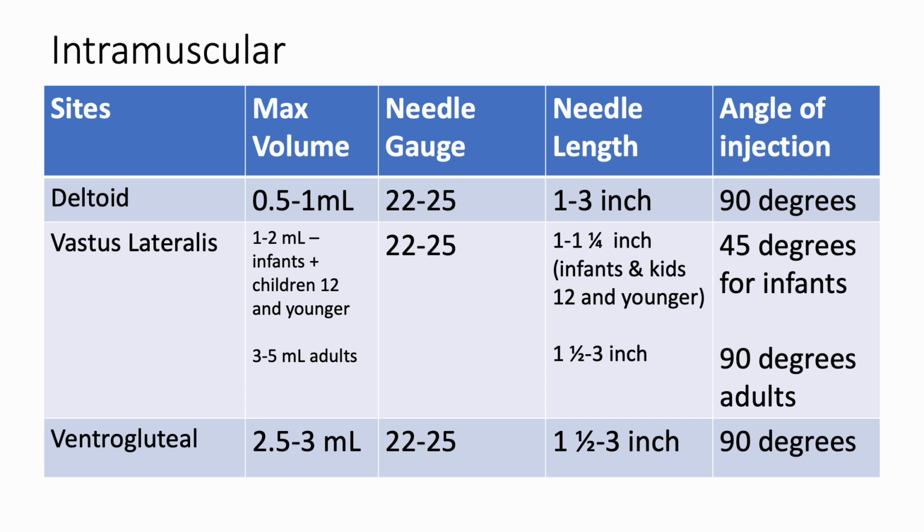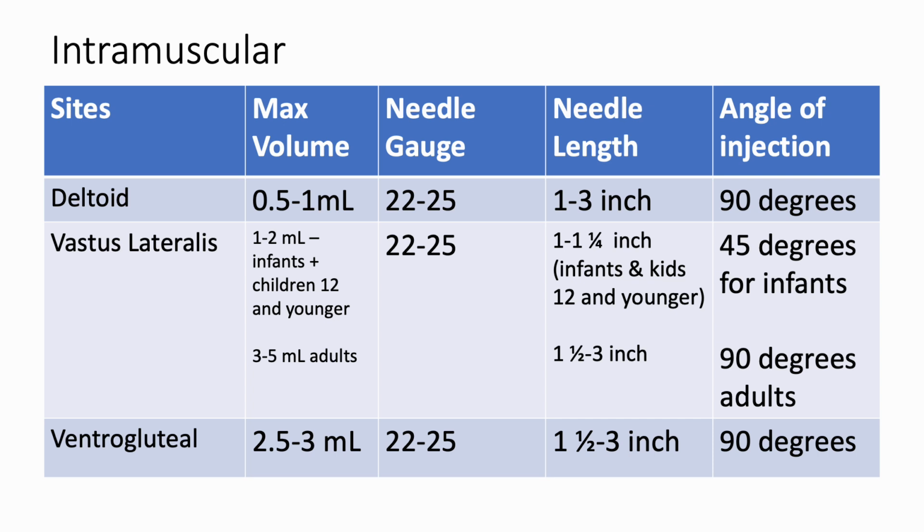Lastly is the ventrogluteal muscle. This one is on the side of the hip, not really making it to the buttocks yet. I'll show you some pictures shortly, and we will also practice locating these IM injection sites in lab. This one is probably the most awkward to find. However, it is an approved site and generally well tolerated by patients.